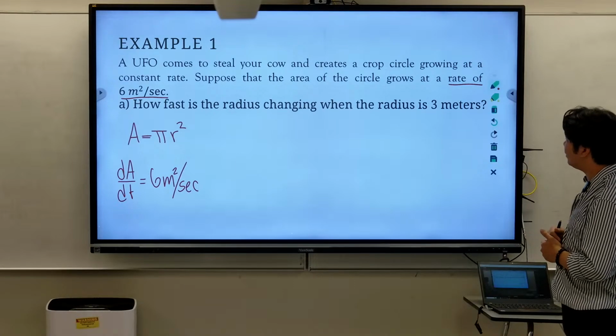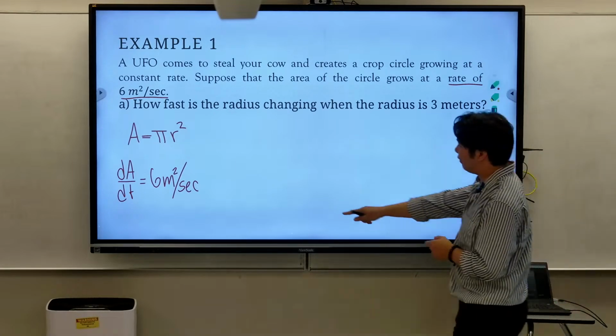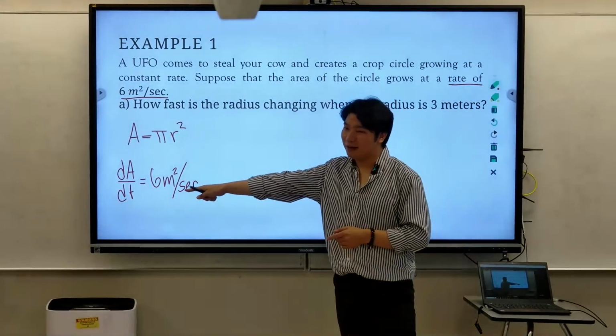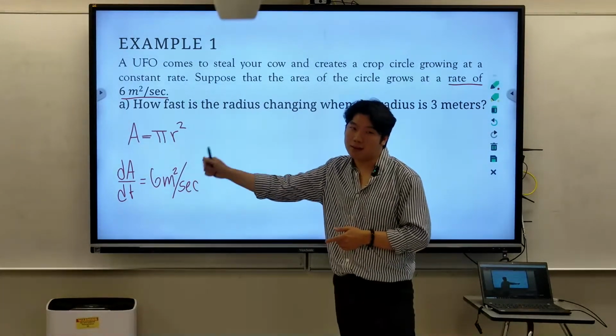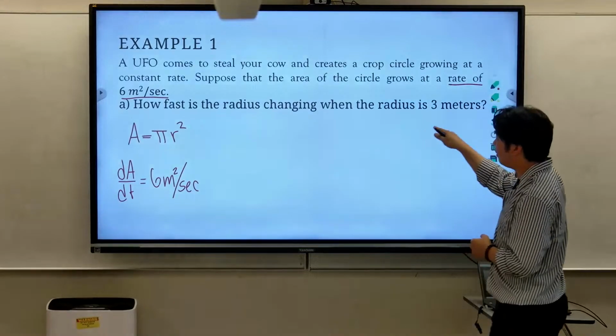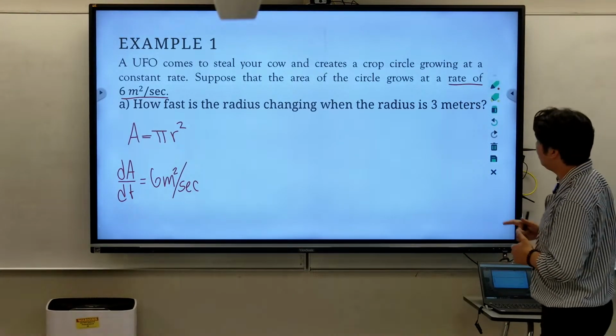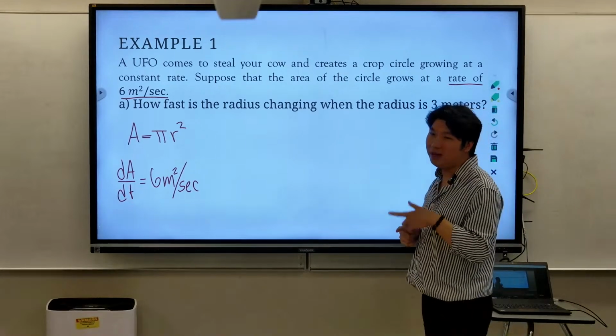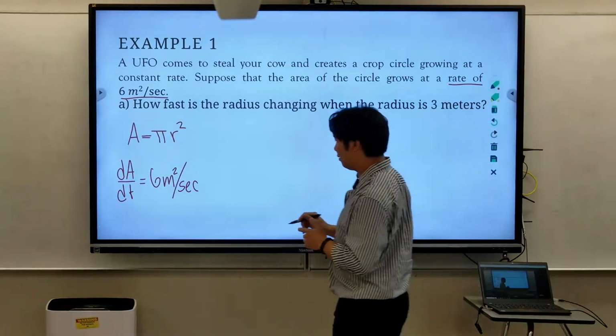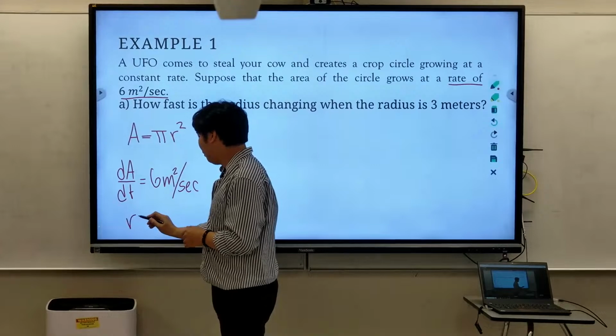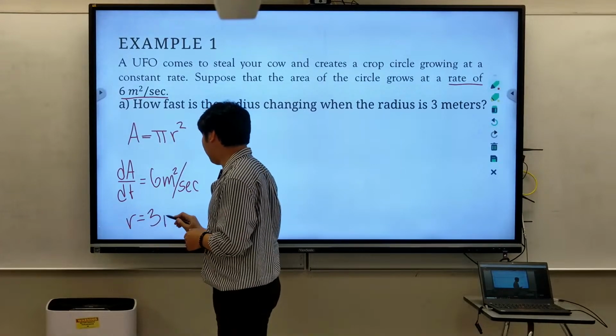It's a constant rate of change. And fortunately, we have that already down here. This is our rate of change, and we're saying it's a constant 6. What about in our question? Yeah, we're going to look at the moment when the radius is 3 meters. I'm just going to write that down. We're looking at when radius is 3 meters.